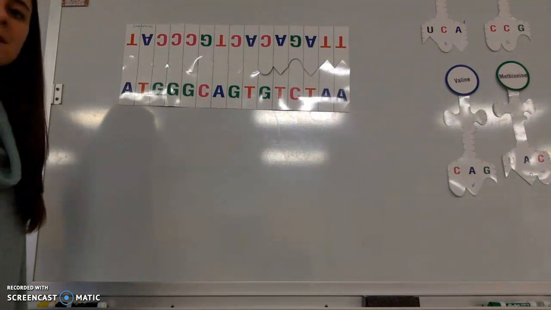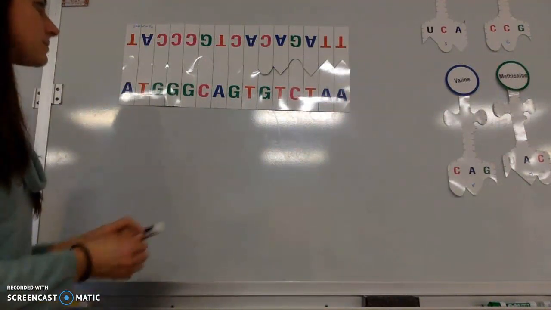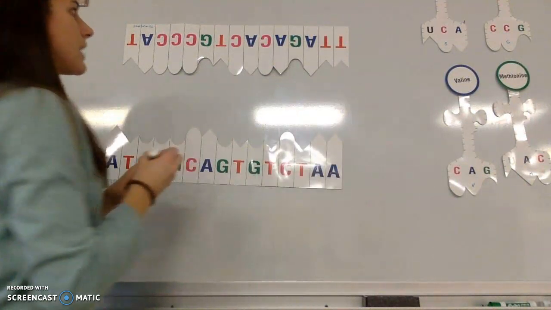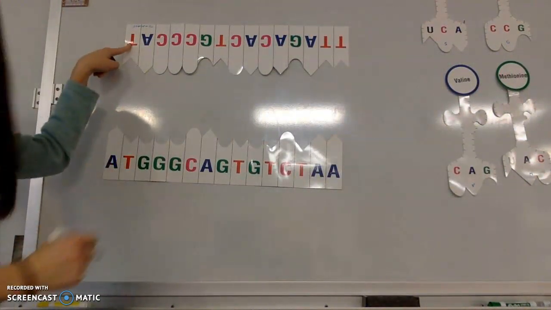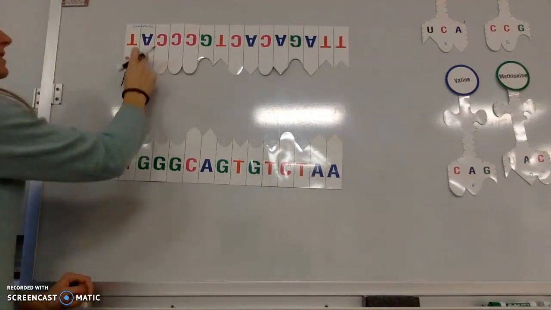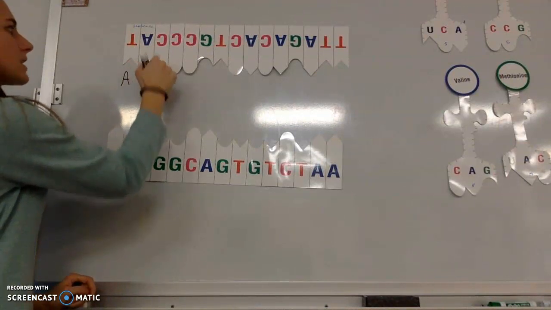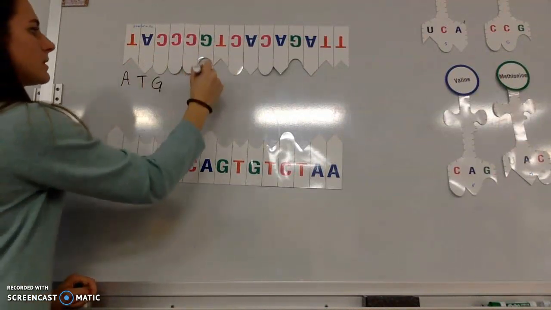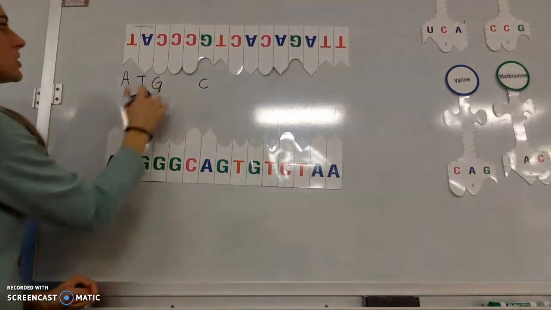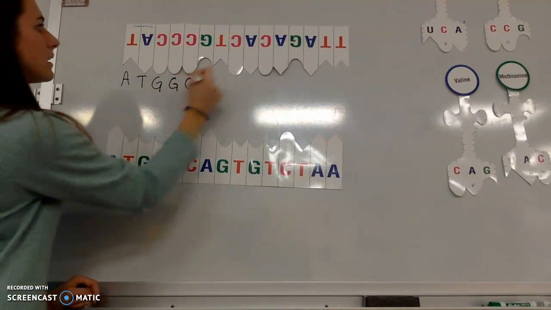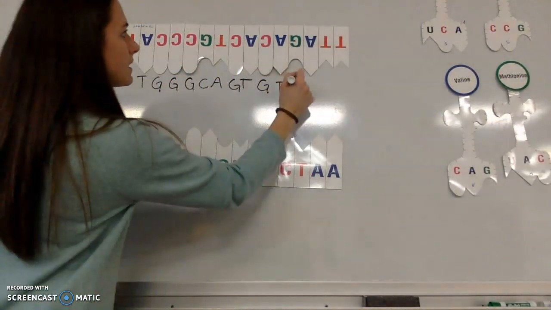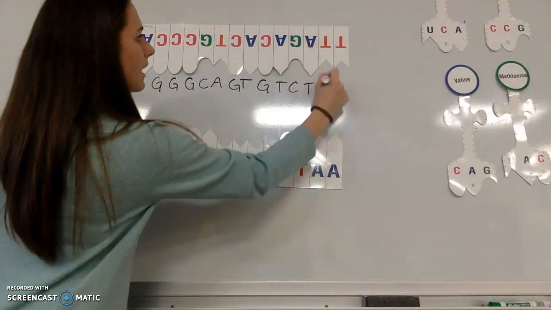So when our bodies replicate our DNA, the strands open, and each strand makes a new copy. So if there's a T here, an A will attach. If there's an A here, a T will attach. A C will attach a G, and a G will attach a C. So go with me down the line. A, T, G, G, G, A, G, T, G, T, C, T, A, A.